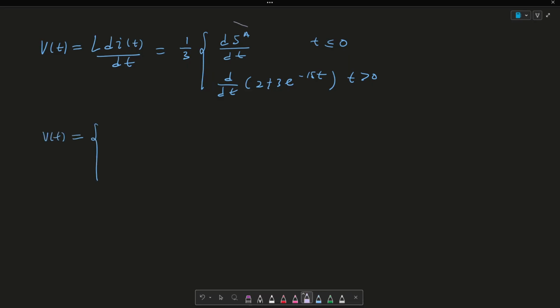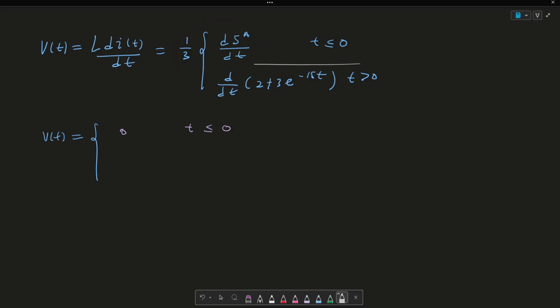The first part here is essentially going to be 0 for t less than or equal to 0. And this makes sense, right? Because essentially you need a resistance to have a voltage drop. And since the inductor is a short, i.e. little to no resistance, there cannot be any voltage drop.